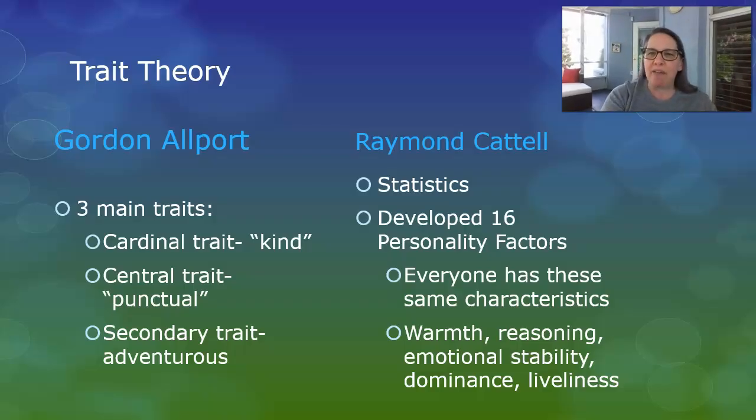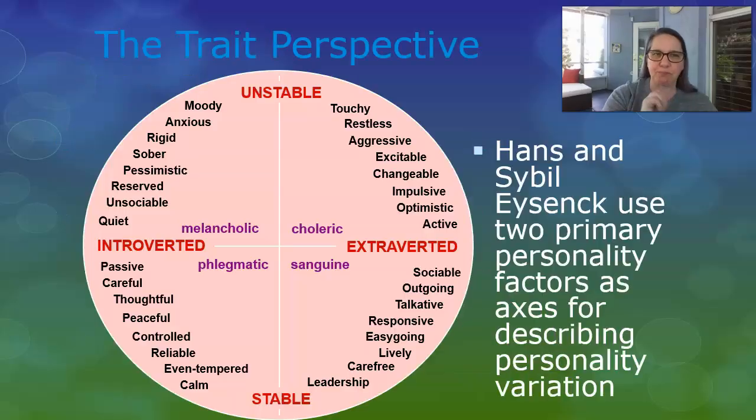So he said that everyone had these characteristics, just some had it in larger quantities and some had it in smaller quantities. So if you think of a number line or a scale, you fall somewhere on that scale, whether you're on the low end of the scale or on the very high end of the scale, you are exhibiting some form of these different 16 personality factors.